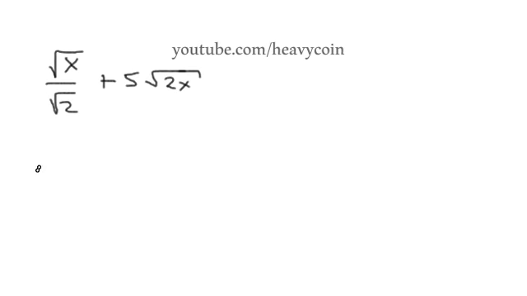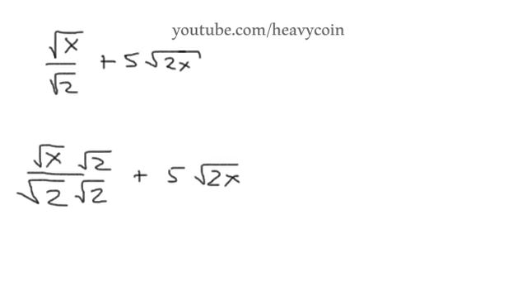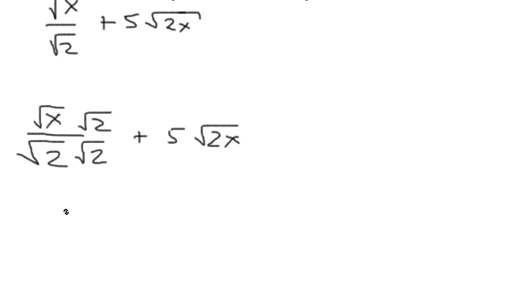Now to get this radical out of the denominator, I multiply the bottom by the square root of 2, and of course the top. We have to do the same thing, and we're going to be rewriting the rest. So the square root of 2 times square root of 2 is just 2. So we end up with the square root of x times the square root of 2 over 2.